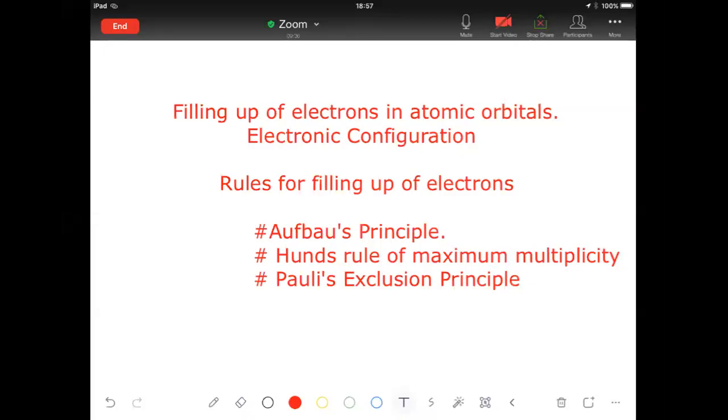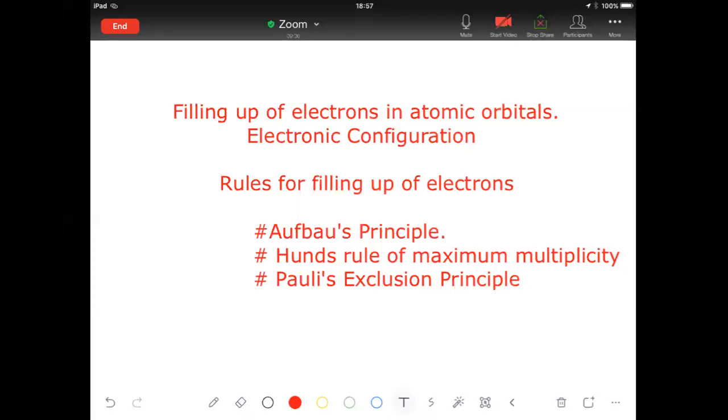All right, children. I think we'll start with the class. In the last 2 or 3 classes, we have been studying the filling up of electrons in the atomic orbitals and the electronic configuration. What we have done so far is mostly the theory part, but we have not solved any questions. Today we will do a few questions which will help you to understand the filling up of the electrons in the various atomic orbitals that you have studied.